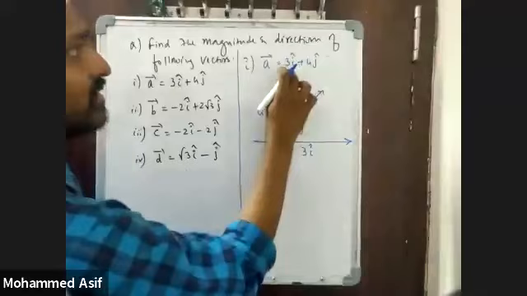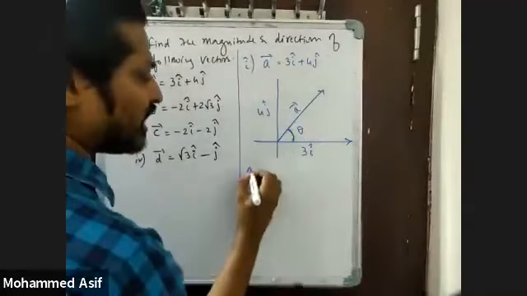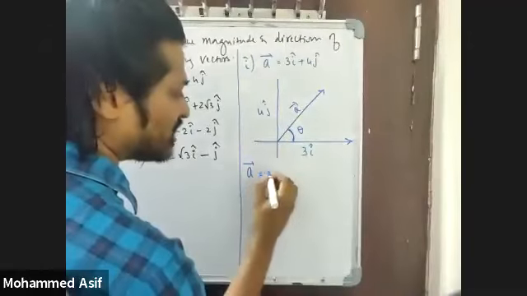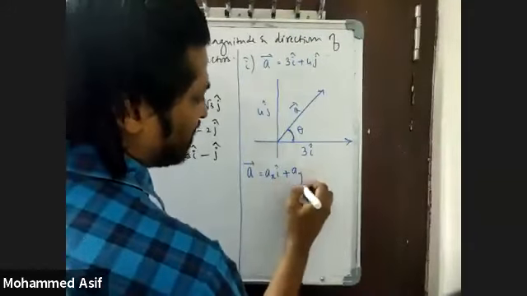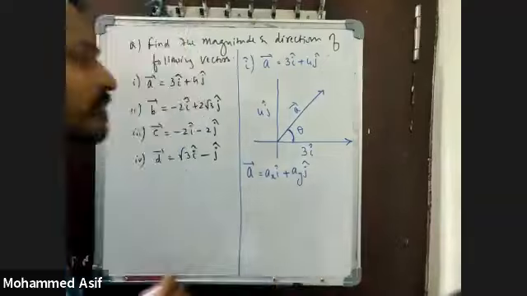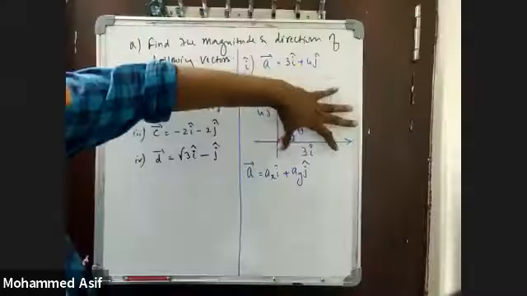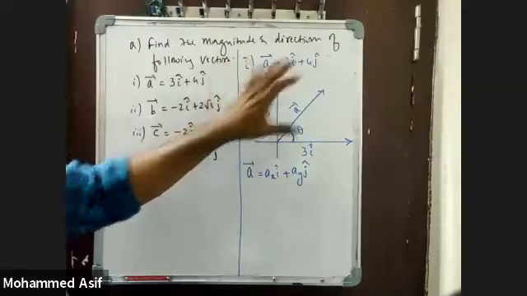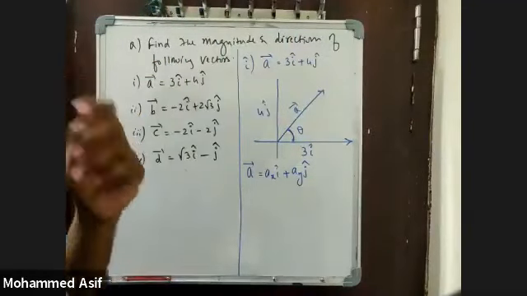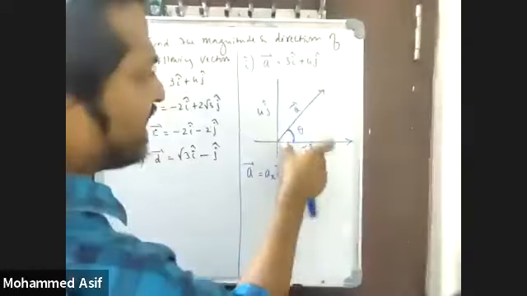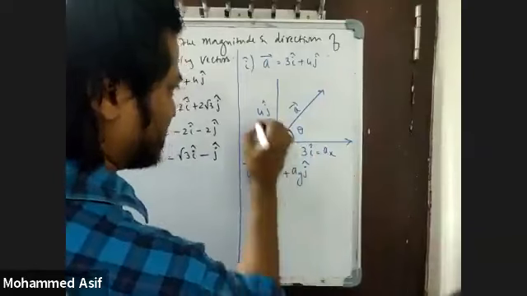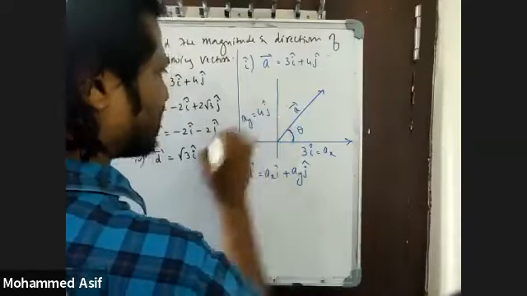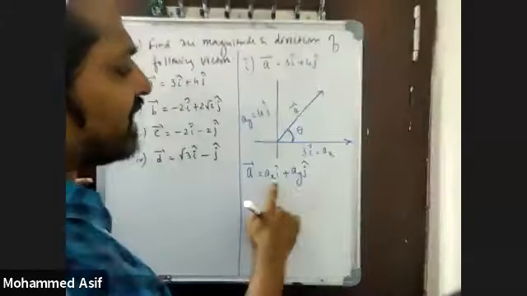Therefore, A bar is equals to, this is the x coordinate, so this one is ax i cap, and this is the y coordinate, so this one is ay j cap. Can I write like this? If I resolve the vector along the x-axis, ax, and along the y-axis, ay, that is resolving, splitting of a vector. This vector A can be split along the x-axis and y-axis. So A bar is equal to ax i cap plus ay j cap.